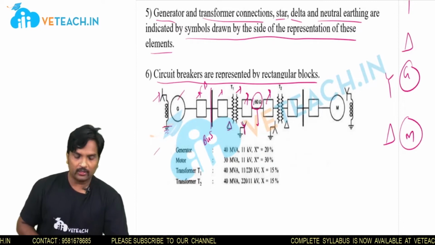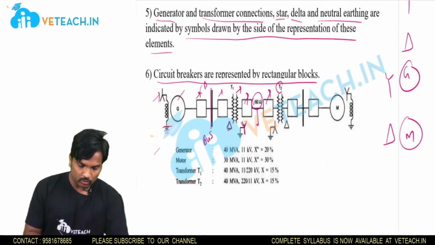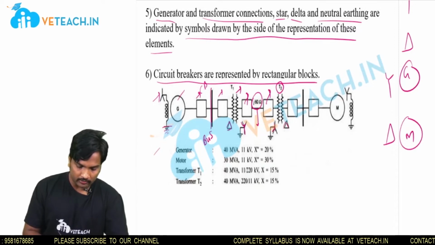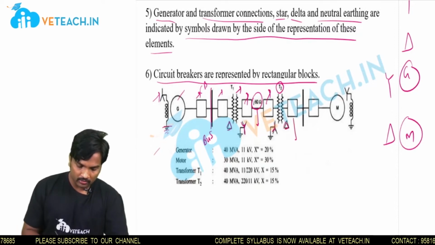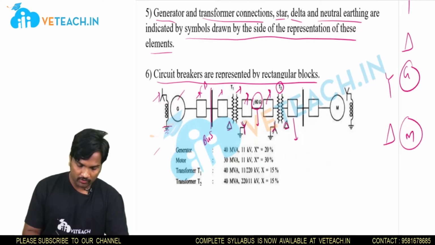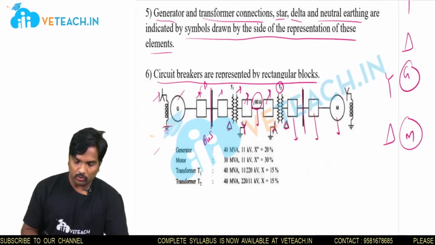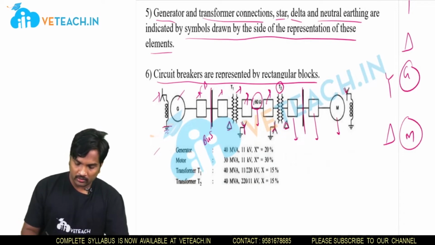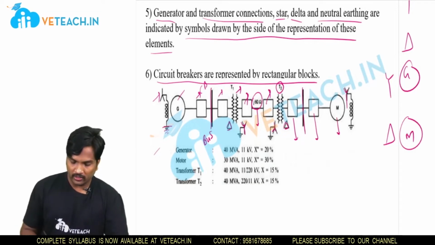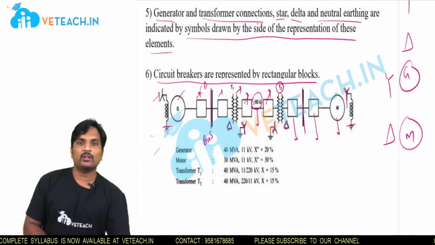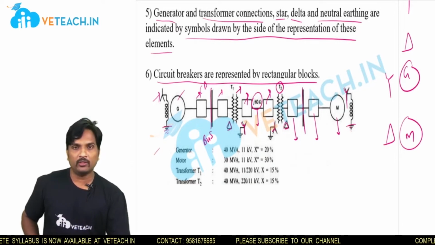It is a circuit breaker again, and we have transformer T2, and this transformer connection is star and delta. Again we have circuit breaker, we have a bus here, and again we have circuit breaker, and finally it is a motor, and the motor is a star connected motor where it is grounded. This is the single line diagram representation of a simple power system network.